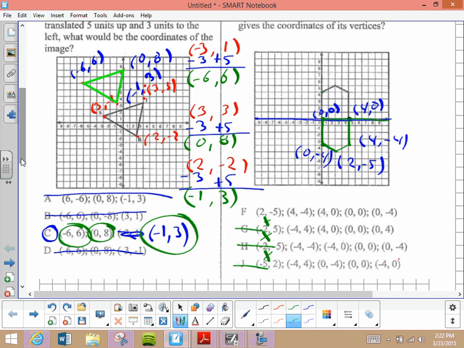Which ones are negative? The y's, right? And I told you that if you reflect across the x, the y would change, right? So right here, all the values were positive. Positive, positive, right? Yeah?